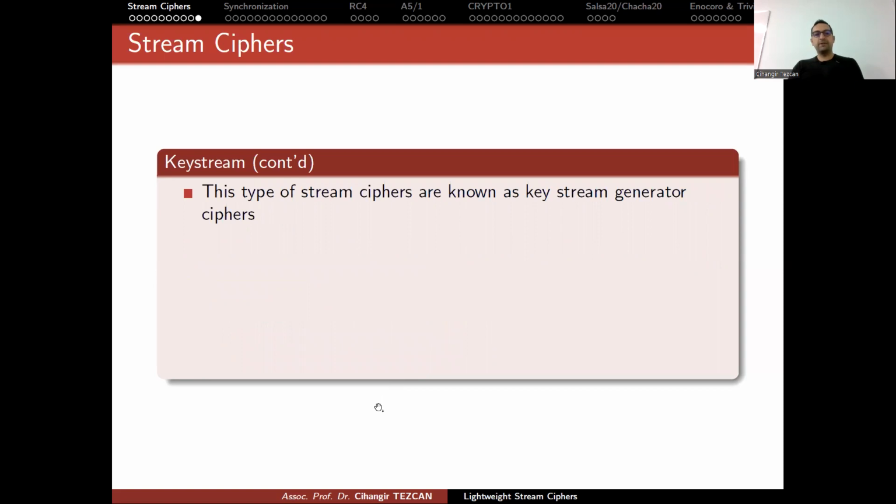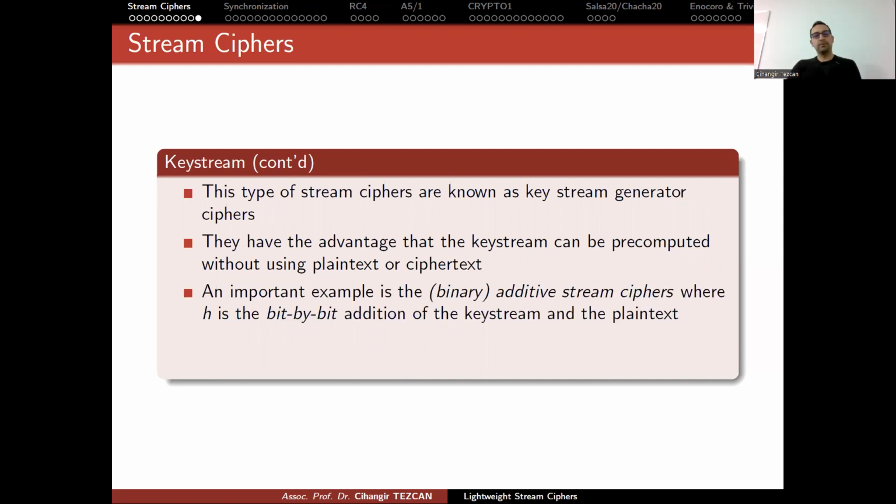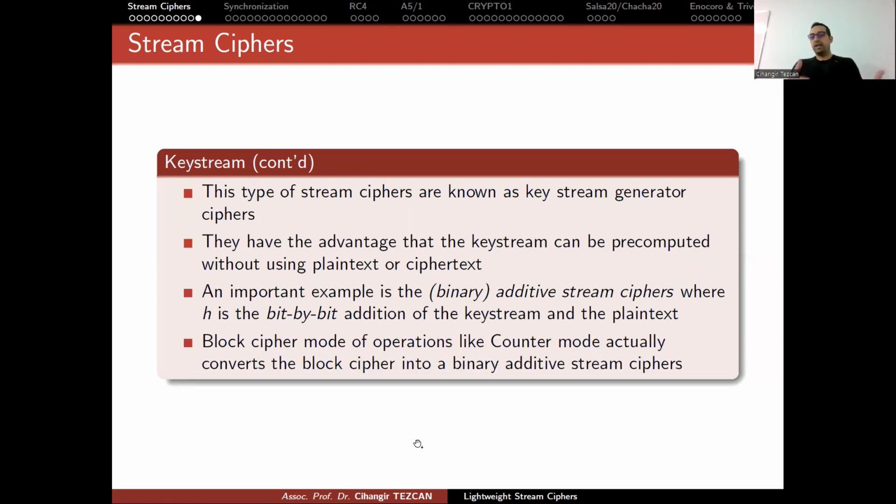This type of stream cipher is known as a key stream generator cipher. They have the advantage that the key stream can be pre-computed without using plain text or ciphertext. An important example is the binary additive stream ciphers, where H is the bit-by-bit addition of the key stream and the plain text, which is how I defined the A5/1 algorithm.